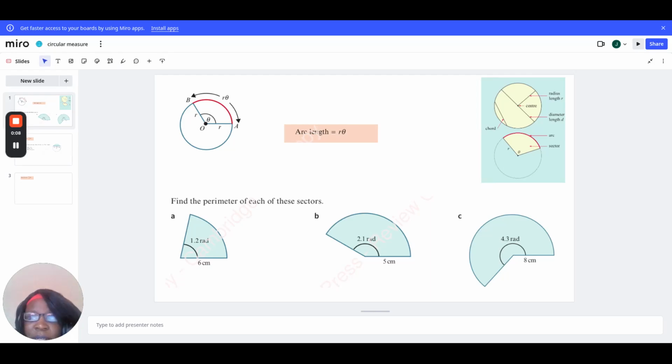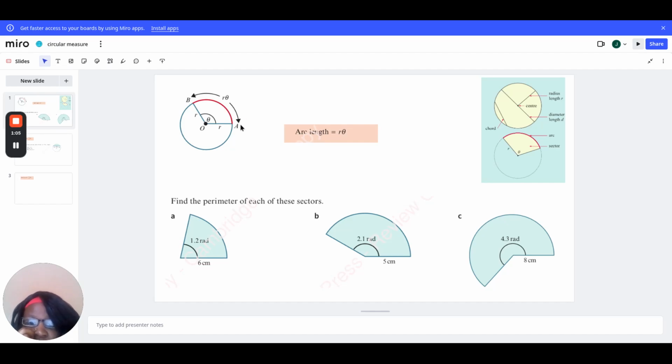Circular measure. I've placed a few simple questions just for a start. So we start with our formulas. There in the corner, I have a refresher, and we have the formula for the arc length. In our diagram here, the red part is your arc length that is obtained by the angle theta and the radius r. If you want to know the length of that arc, you use the formula r theta, which you can see here.